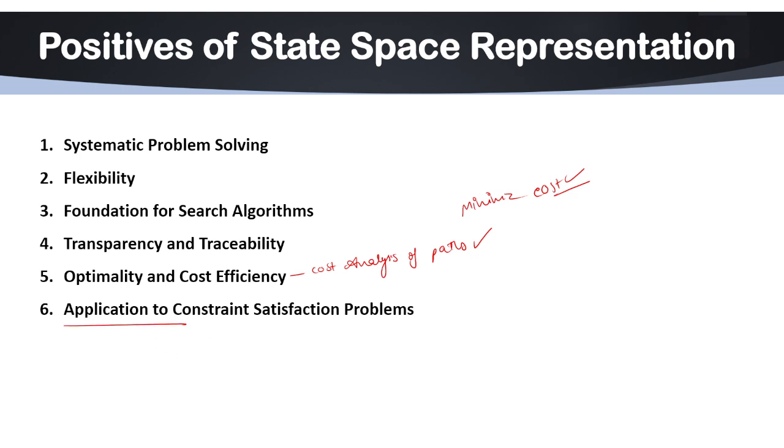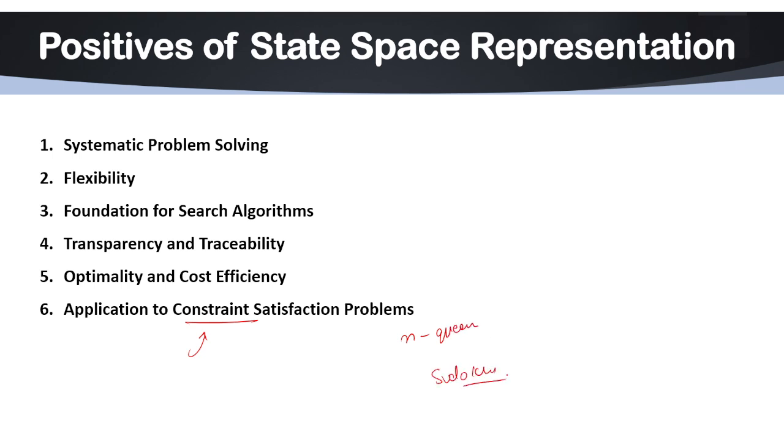Another positive of using state space representation is the application to constraint satisfaction problems. Problems in AI with specific constraints, like the n queens problem or the Sudoku problem, benefit from state space representation by treating the constraints as rules. Constraints are the rules that guide the search toward a feasible solution. That helps us to get a feasible or best solution at that particular point of time.